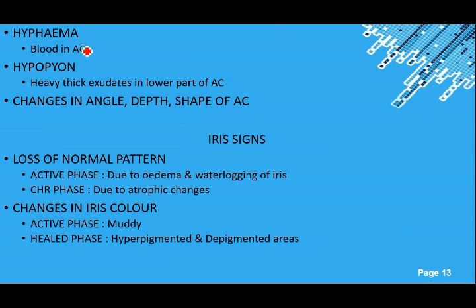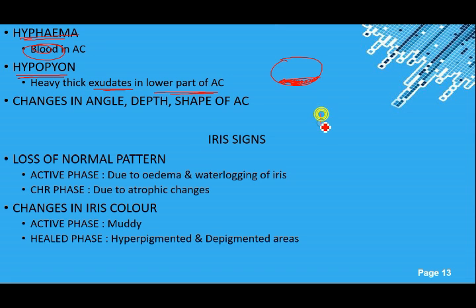Besides that, you also get hyphema. Hyphema is simply blood in the anterior chamber. Hypopyon is exudate in the lower part of the anterior chamber. Normally this exudate is very thick, whitish in color, so it normally sinks down. Do I have a picture? No, I don't. Right, so this is hypopyon. Clear? Done.